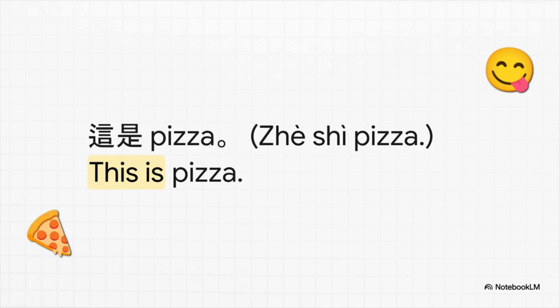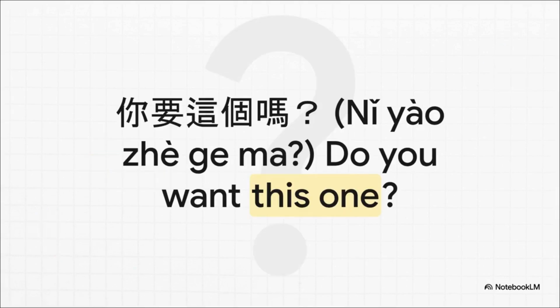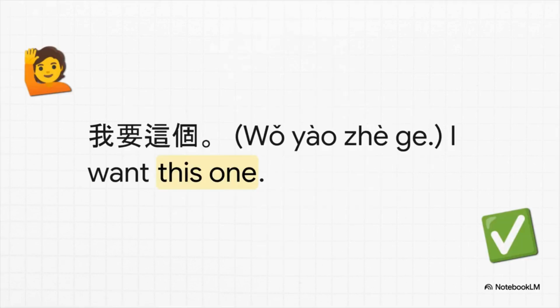See? You just used your new character in a full sentence. Let's try another one. Picture a friend holding up two different options for you. They point to one of them and ask, 你要这个吗? Do you want this one? And your response is just as easy. You just point right back and confirm. 我要这个. I want this one. Perfect. You've just navigated a simple choice using the character we unlocked together.